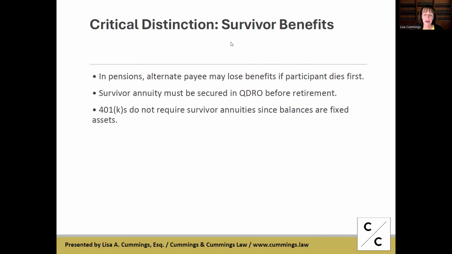A critical distinction between 401k plans and pension plans from the perspective of a QDRO is that in a pension plan QDRO, alternate payees may lose their benefit if the participant dies first, unless there is specific wording in that pension QDRO about what happens to the alternate payee's benefits in the event the participant dies first. The survivor annuity for the alternate payee must be secured in the QDRO document before the participant retires. Compare that to a 401k plan. 401k plan QDROs do not require survivor annuities to be identified before the participant's retirement because in a 401k plan, the balances are fixed assets.